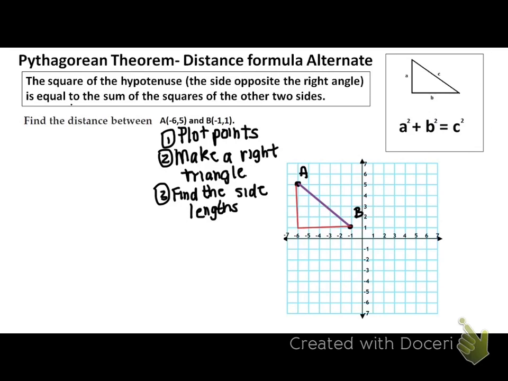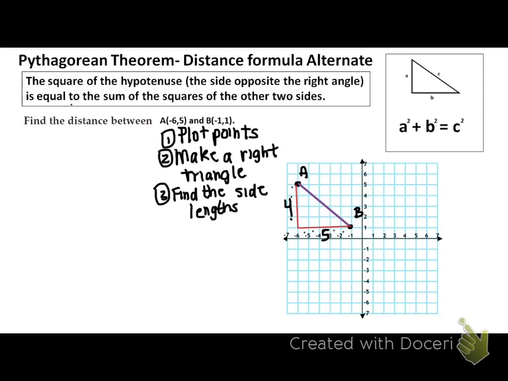Because these are on the side, we can just count the lengths of the side. This is 1, 2, 3, 4. What about the bottom? 1, 2, 3, 4. So we have our lengths, 4 and 5.